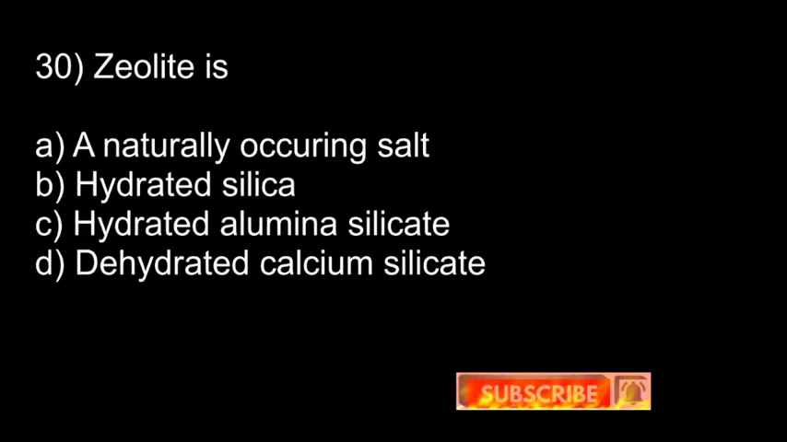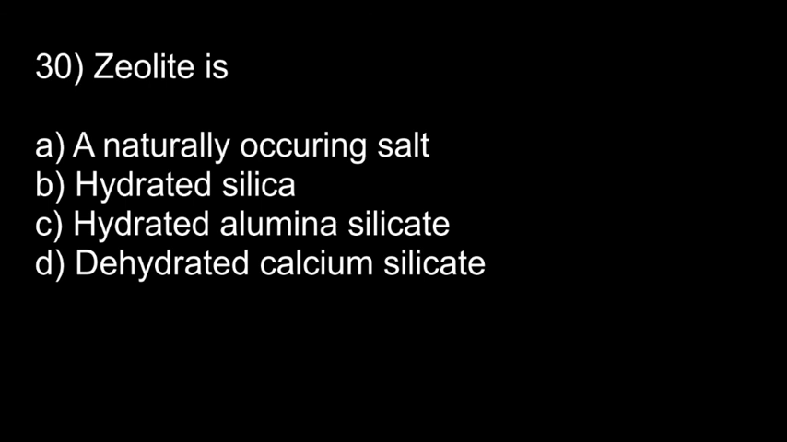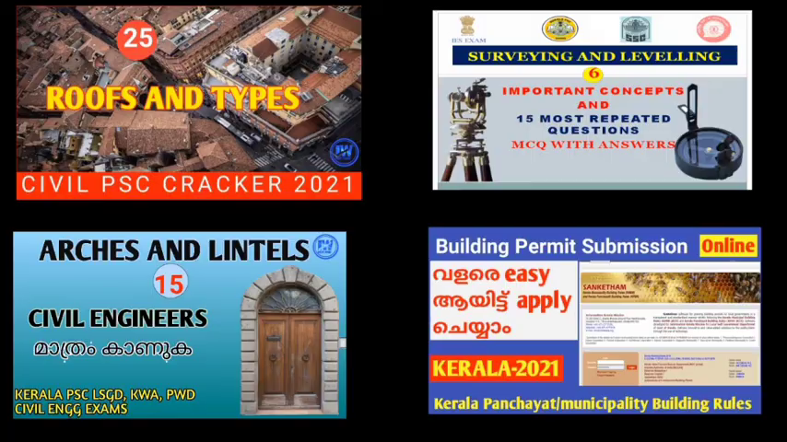The last question. Zeolite is: option A, naturally occurring salt, option B, hydrated silica, option C, hydrated alumina silicate, and option D, dehydrated calcium silicate. Zeolite is hydrated alumina silicate. Zeolite is also known as base exchange or cation exchange process. It is used for the removal of permanent hardness of water. There are two methods for removing the permanent hardness of water. One is zeolite process and the other is lime soda process.